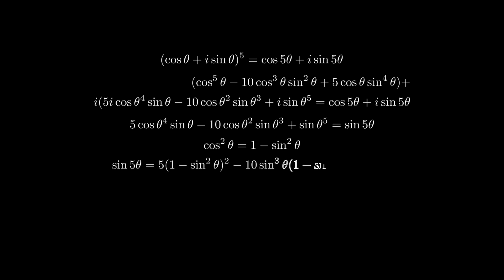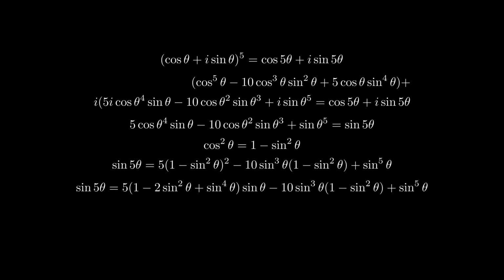That gives us that the sine of 5 theta is equal to 5 times 1 minus sine squared theta, all squared, minus 10 times sine cubed theta times 1 minus sine squared theta, all squared, plus sine theta to the power of 5. Simplifying this out, we end up with 5 times 1 minus 2 times sine squared theta plus sine to the power of 4 of theta times sine theta, minus 10 sine cubed theta times 1 minus sine squared theta, plus sine to the power of 5 of theta. Eventually this solves down to the sine of 5 theta is equal to 16 sine to the power of 5 of theta minus 20 sine to the power of 3 of theta plus 5 times sine theta.